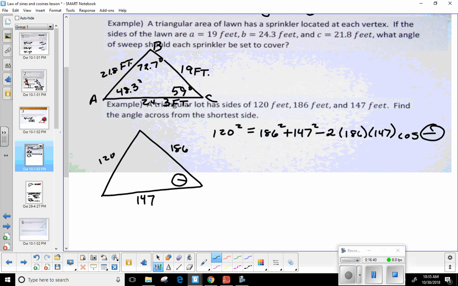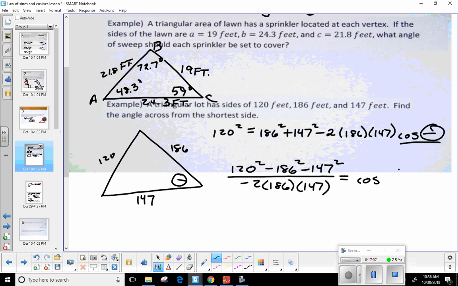All right, now just as before, our goal is to solve for theta, so we first have to isolate cosine of theta. So the two individual terms, we're going to subtract those over. Then I'm going to divide through by that product. So I should end up with this, 120 squared minus 186 squared minus 147 squared, all divided by the negative 2 times 186 times 147. That's going to give me cosine theta.